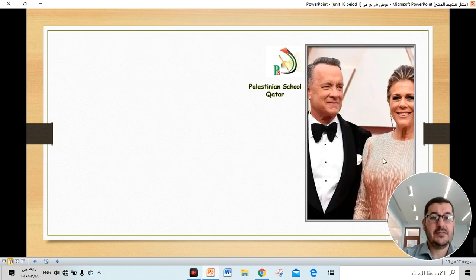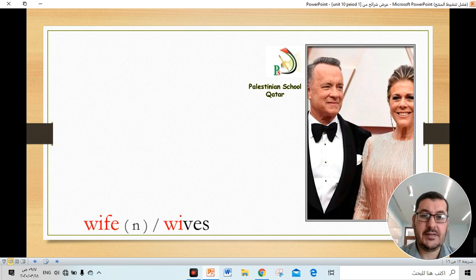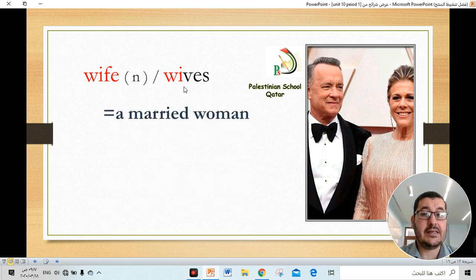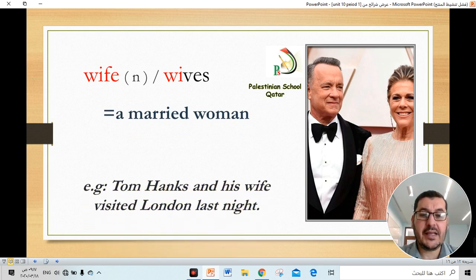Here we have wife and husband. Wife, the word wife and the plural wives. Is a married woman. For example, Tom Hanks and his wife visited London last night.